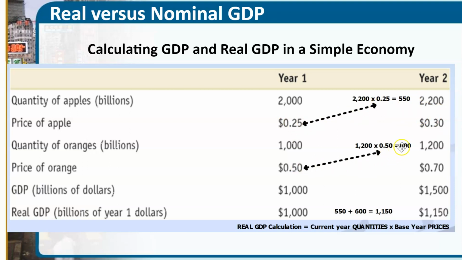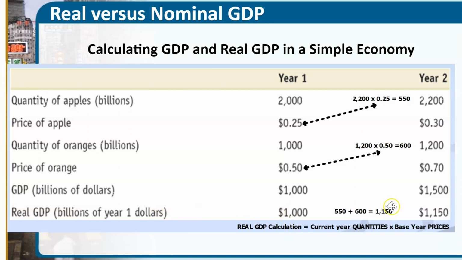Here, the oranges are going to give us $600, and that gives us a real GDP of $1,150. Now, what you notice here is the nominal GDP is essentially $1,500, but the real GDP is $1,150. So what that tells us is that there is inflation in this environment, and real GDP is actually a better read for the growth of the economy. It's not growing as large as we would like to think.